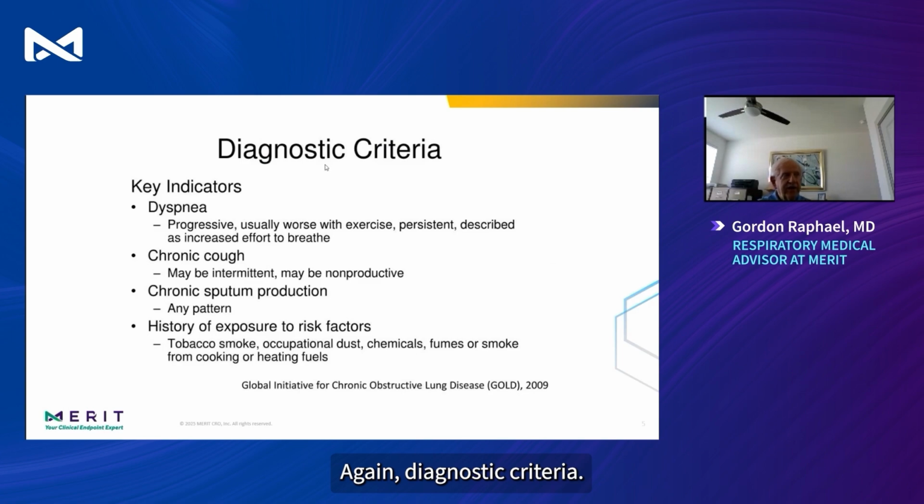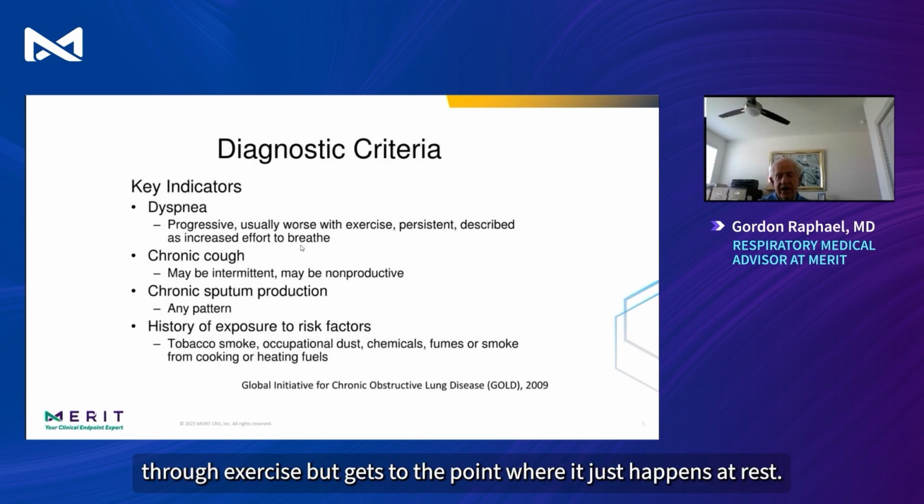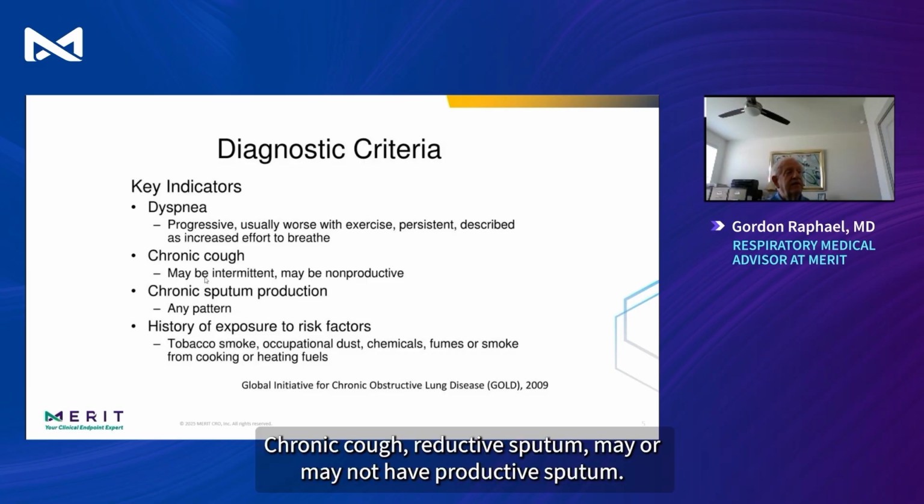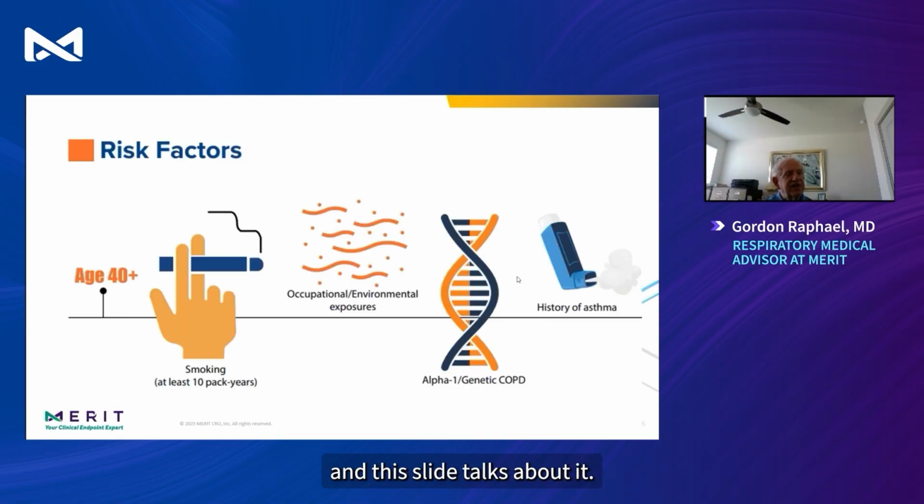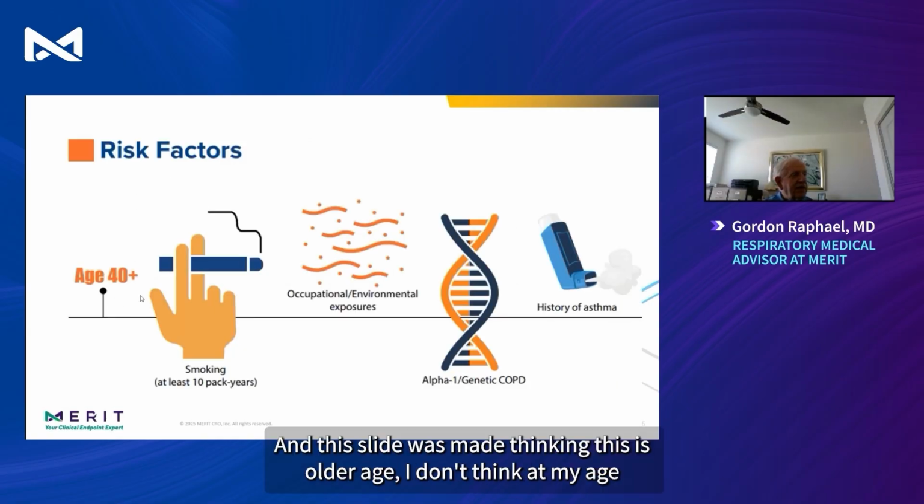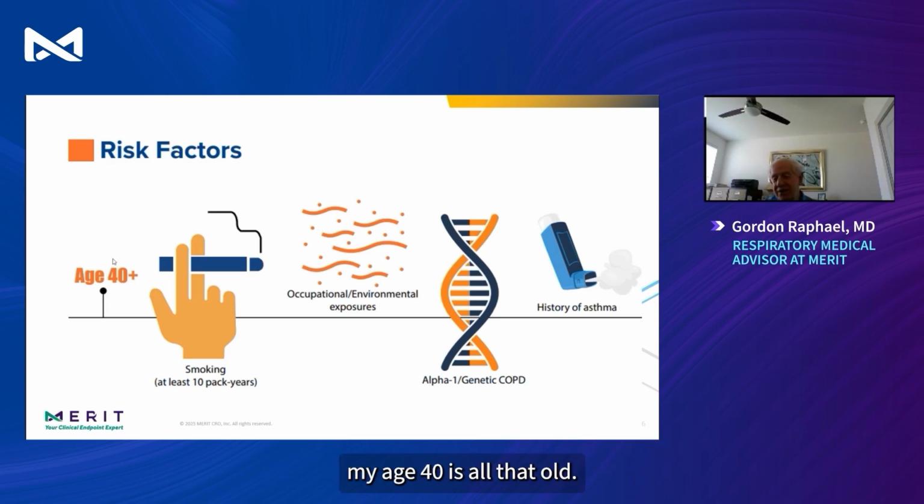Again, diagnostic criteria: shortness of breath, or dyspnea. It's progressive, gets worse with exercise, but gets to the point where it just happens at rest. Chronic cough, which may or may not be productive of sputum, and like cystic fibrosis, it's hard to get it up. And the history of exposure to risk factors, which I'm going to show here: tobacco smoke, occupational dust, and this slide talks about older age. I don't think at my age 40 is all that old, but as you get older, it's an older disease.